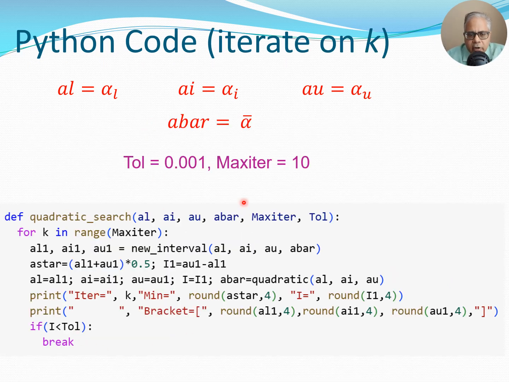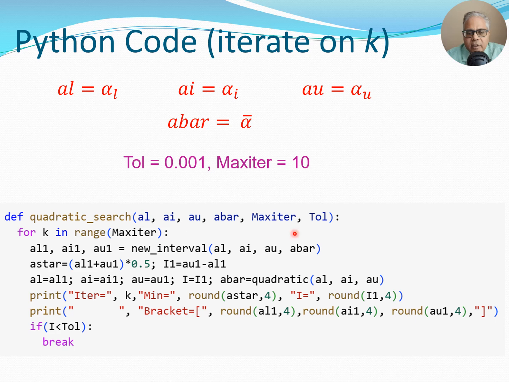Now the main body of the code is here. In this, you basically keep doing this many times. I have just put a number 10 here because it converges quite fast. You can put a larger number here also. Essentially, I have an important function here which keeps calculating the new values AL1, AI1, and AU1, with the superscripts 1, by using the old values of AL, AI, AU, and A bar.